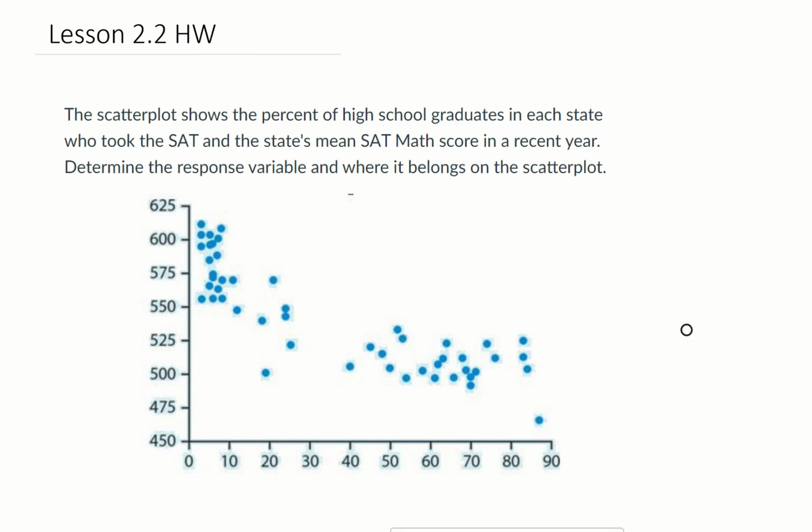We're going to go over the homework problems from Canvas, the practice quiz set of questions. And this lesson is all about scatter plots to show the relationship between two quantitative variables. Let's start with the first one.